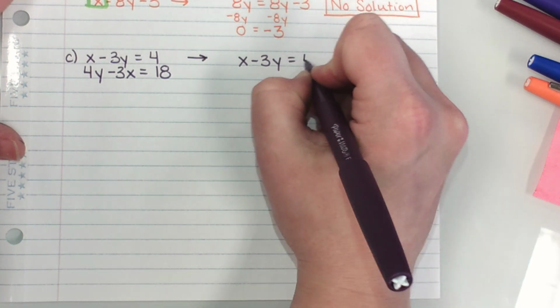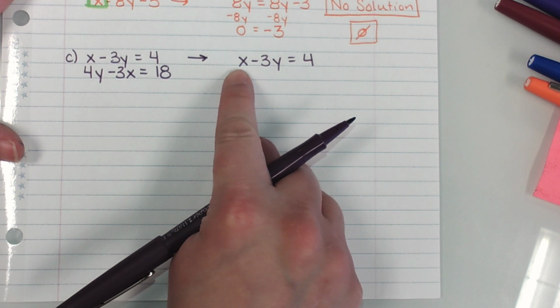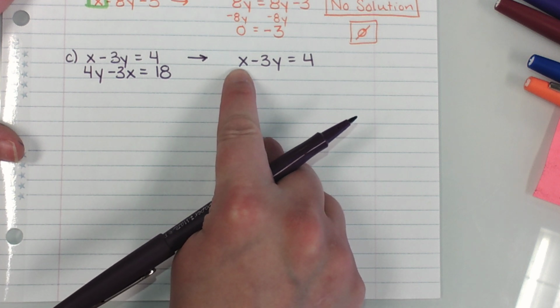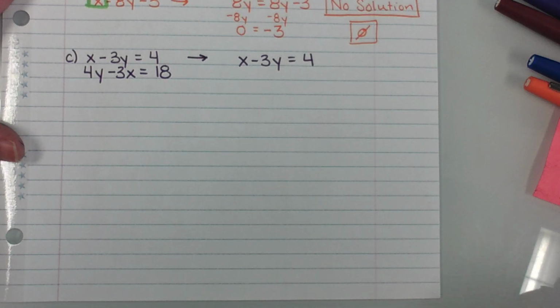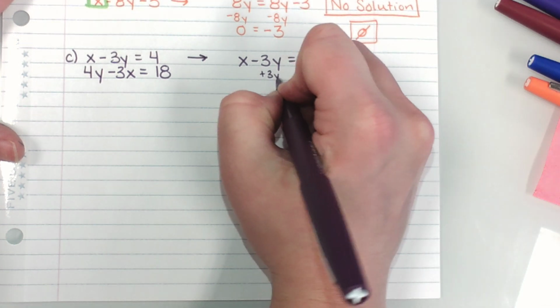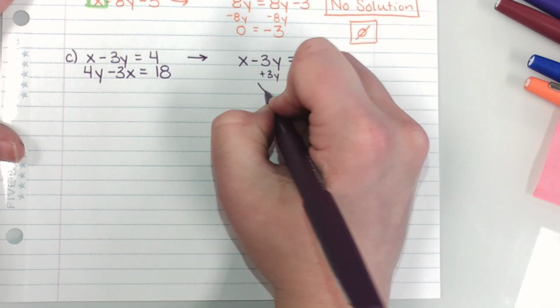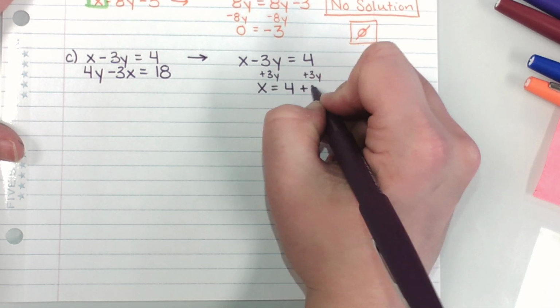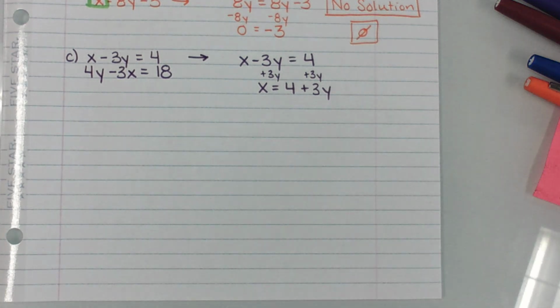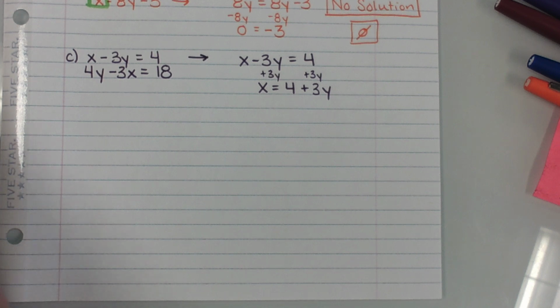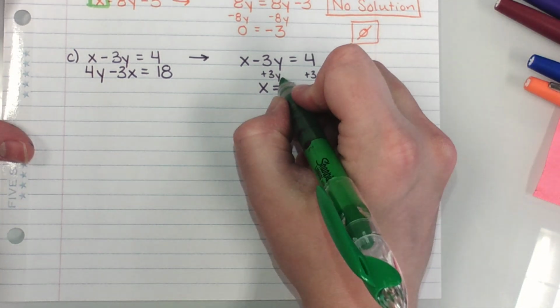x minus 3y is equal to 4. To get the x by itself, to undo the subtracting of 3y, add 3y. x equals 4 plus 3y. If you prefer 3y plus 4, it's the same thing. Now I know what x is equal to.